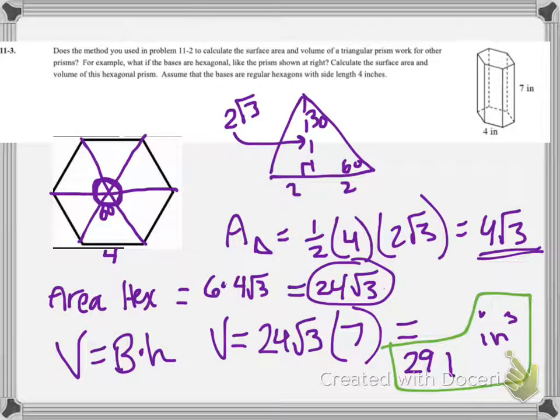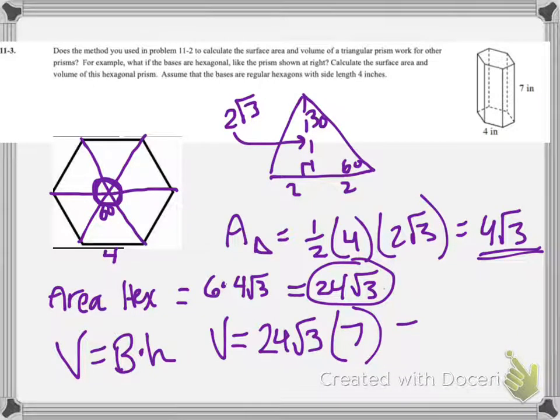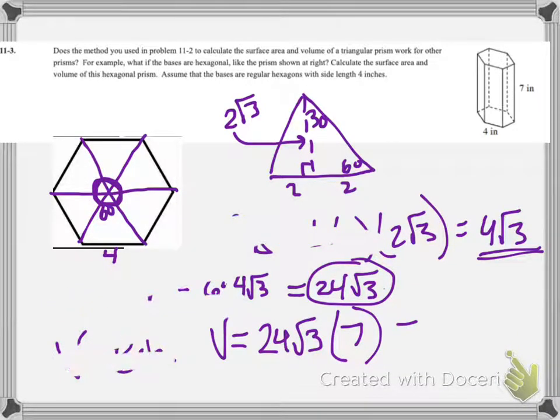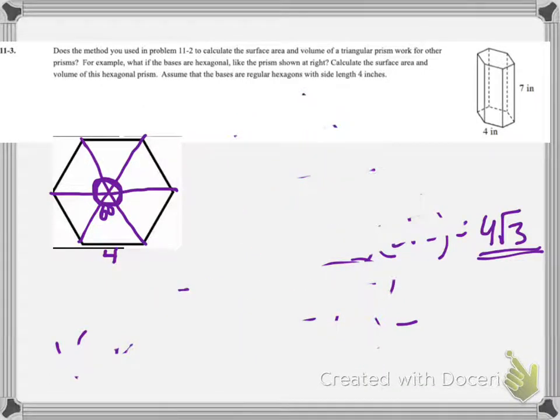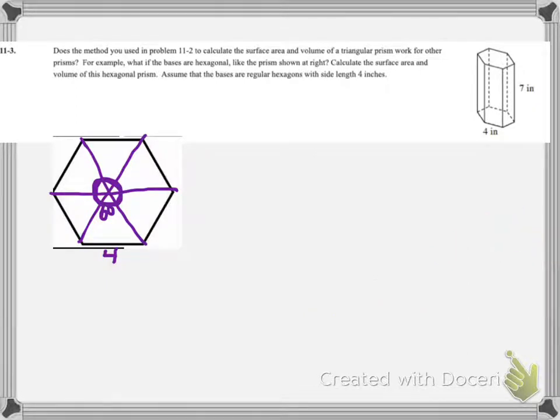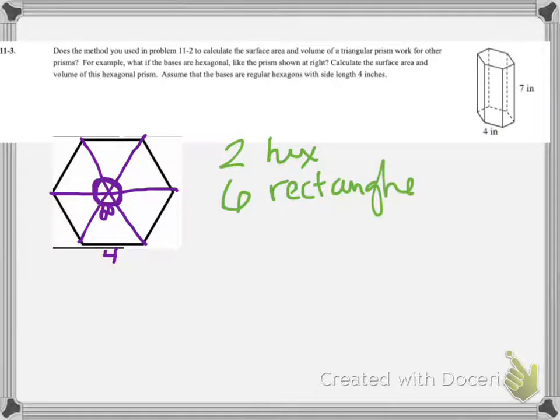So what's next? We need to calculate the surface area. So we need to make some room to do that. Do a little erasing here. So surface area is the total area of all the sides of the prism. So when we think about what we have going on here, we've got 2 hexagons and we've got 6 sides, right? So 6 rectangles to find the area of. And then we add all of those up.